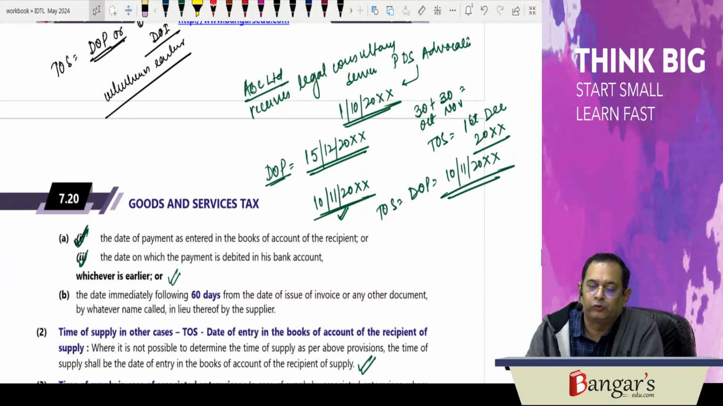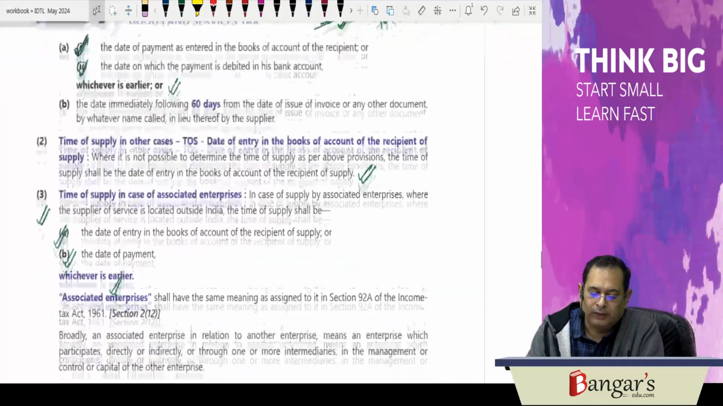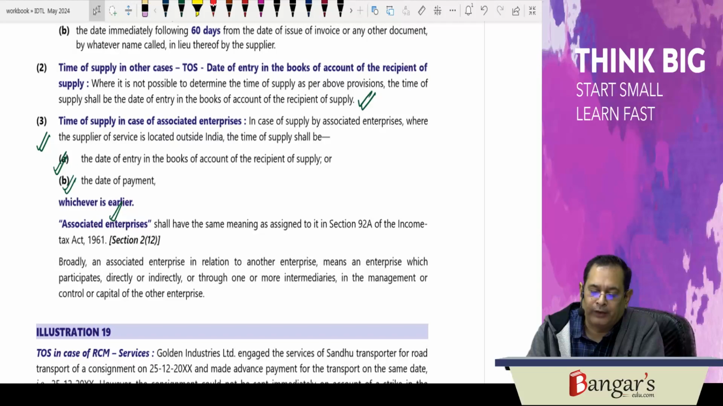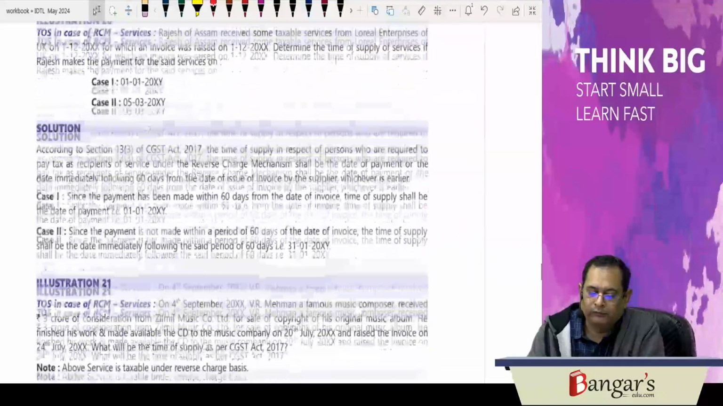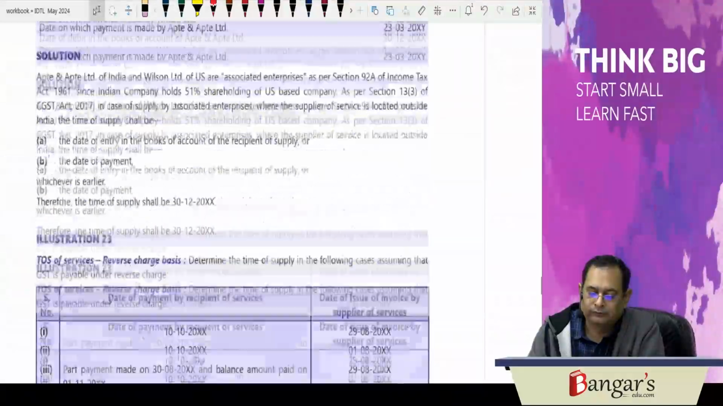Now, in case of associated enterprise, if services are received from an associated enterprise, the time of supply is the date of entry in the accounts of the recipient of supply, or the date of payment, whichever is earlier. Now, these practical questions we'll be discussing afterwards.